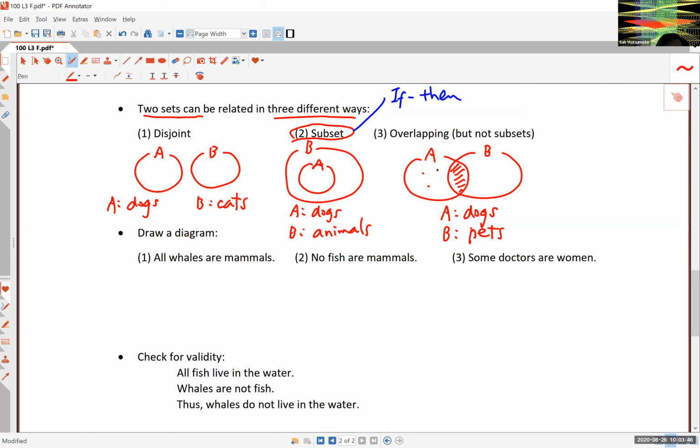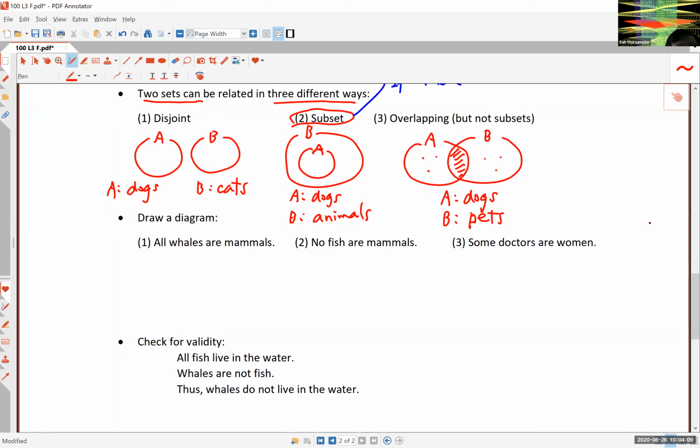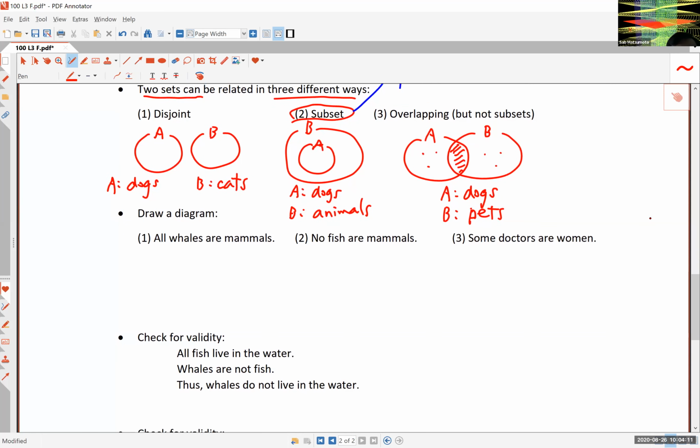Maybe they live in shelters, they're not pets yet. Maybe they're stray dogs. And then there are pets that are not dogs. Maybe those are cats. What else do people have? Birds, or snakes. Some people, I guess, have fish as pets, and certainly they are not dogs, right? So these are the three different ways that two sets can interact with each other.